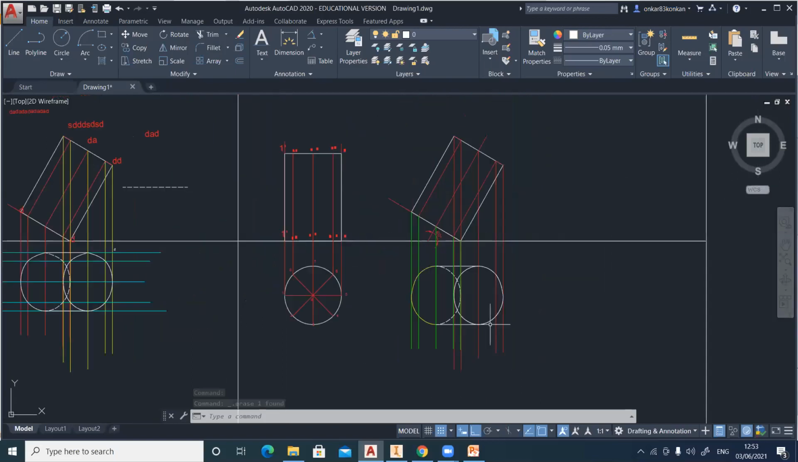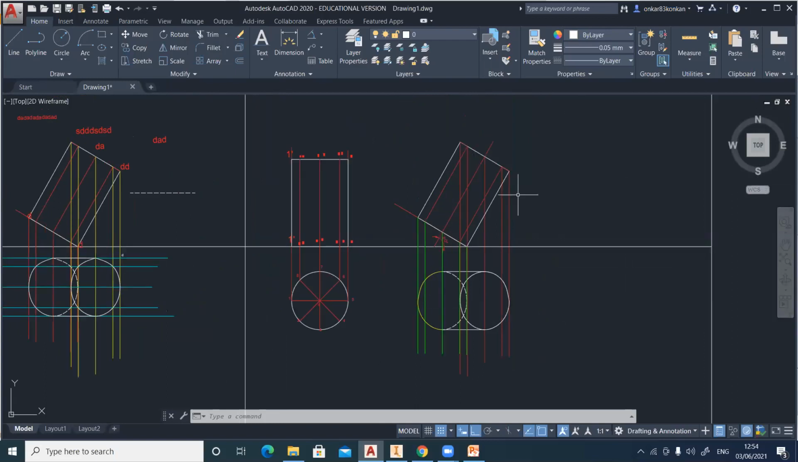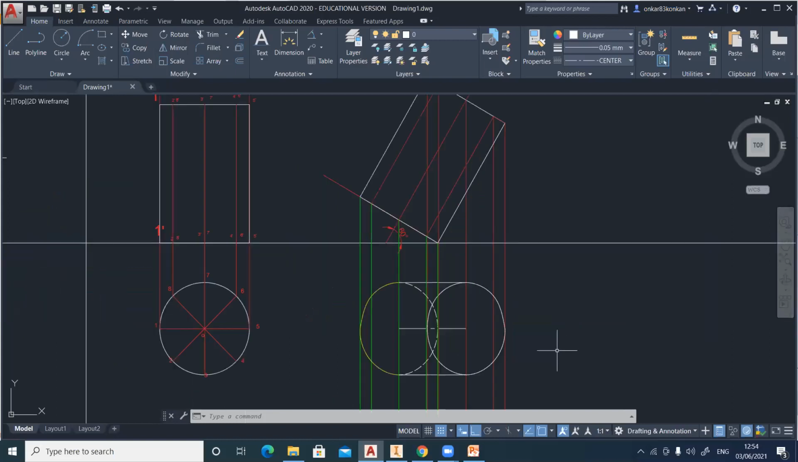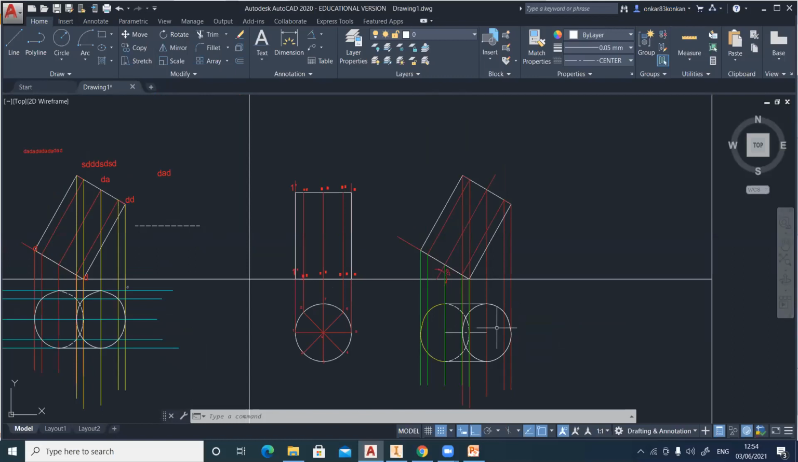In the top view, you can show the axis. For the axis, we have to use the center line. This is the axis line, which is corresponding to this point. Try to complete this projection on the drawing paper.